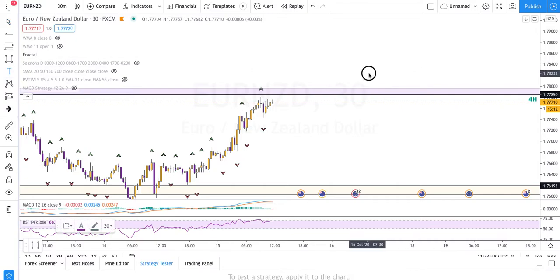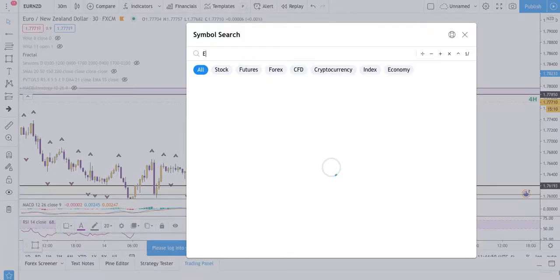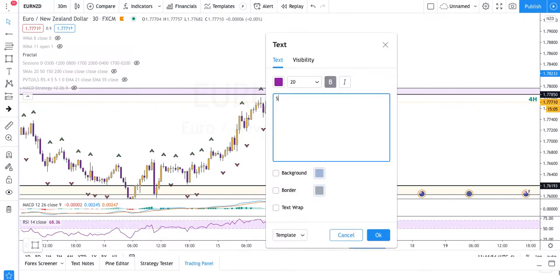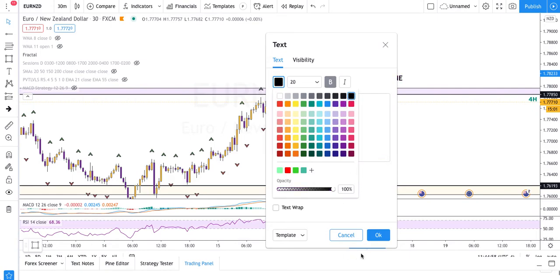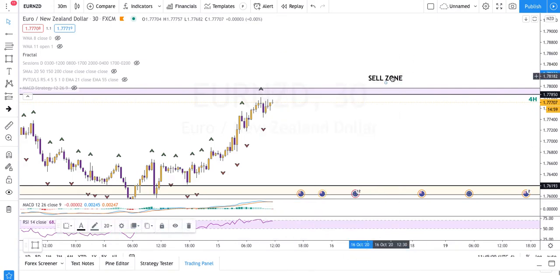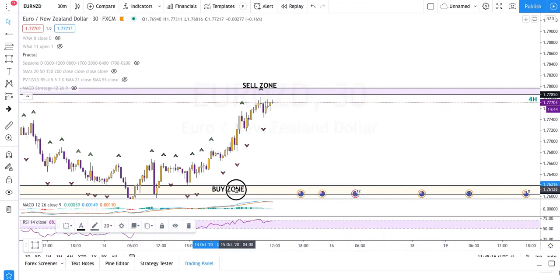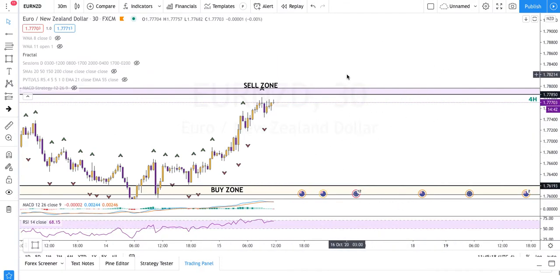I'm going to go ahead and put sell zone here so you understand exactly what's happening. And then I'm going to put buy zone in our yellow area. All right, buy zone.